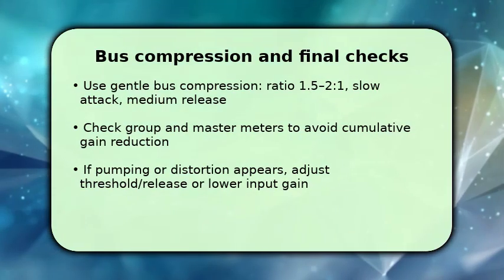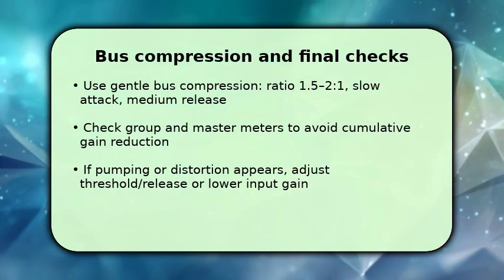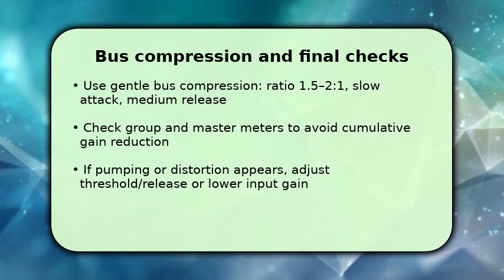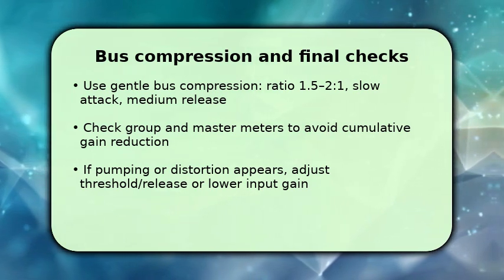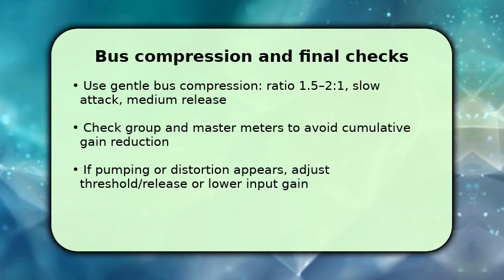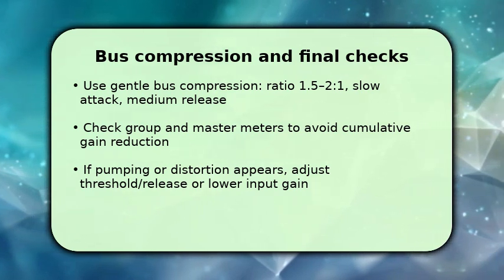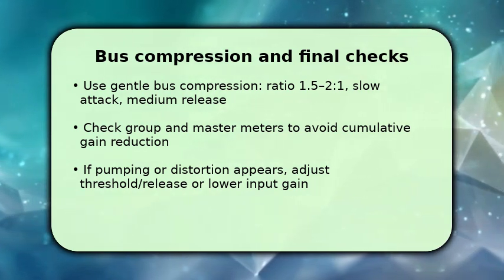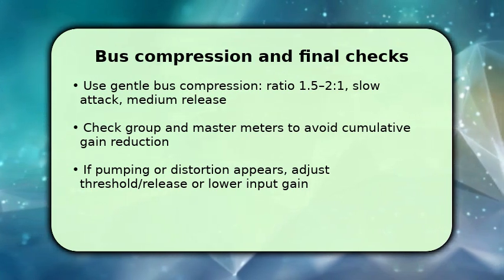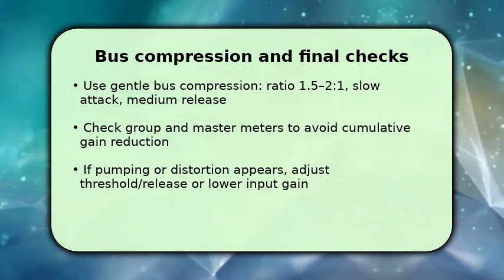Finish by placing compressors on subgroups and the master bus for cohesion. You aim for subtle glue, ratio around 1.5 to 2 to 1, slow attack, and medium release so transients sit together without squashing. Once done, scan all meters and channels to ensure cumulative compression isn't overreducing dynamics.